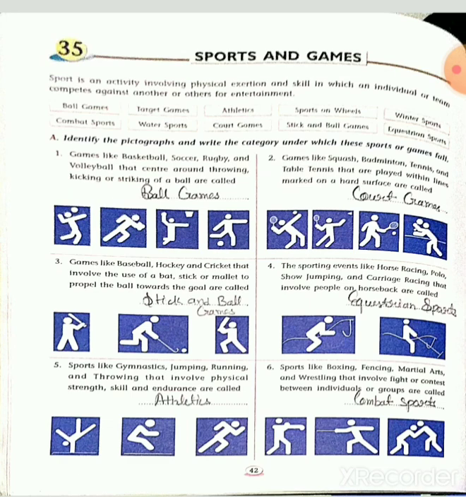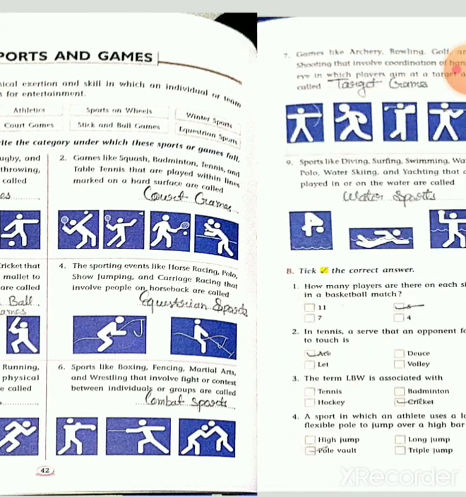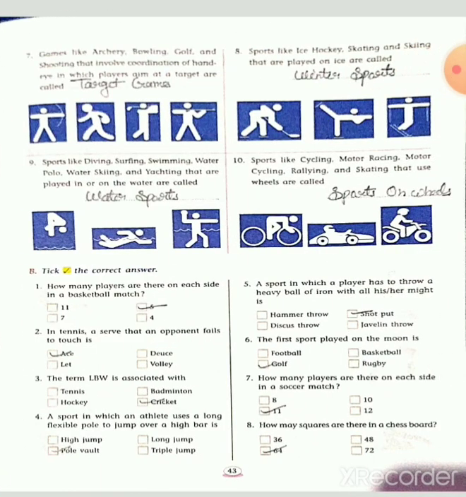Sixth number, sports like boxing, fencing, martial arts and wrestling that involve fighting and contest between individuals or groups are called the combat sports. Seventh number is games like archery, bowling, golf and shooting that involve coordination of hand and eye, in which players aim at a target are called the target games.